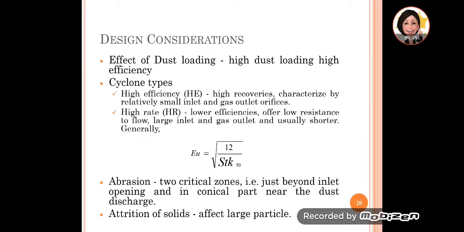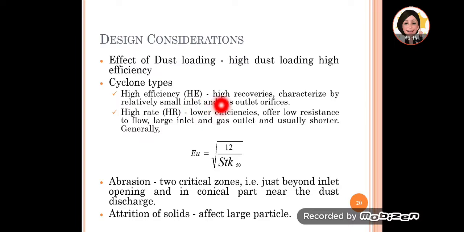There are some design considerations to look into for a cyclone. Generally, high dust loadings will give us high total separation efficiency. Like dust loading above 5 gram per meter cube can actually give us high efficiency. And then for the different types of cyclones, if we are looking at high efficiency cyclones, we are expecting high recoveries. We want high recoveries.